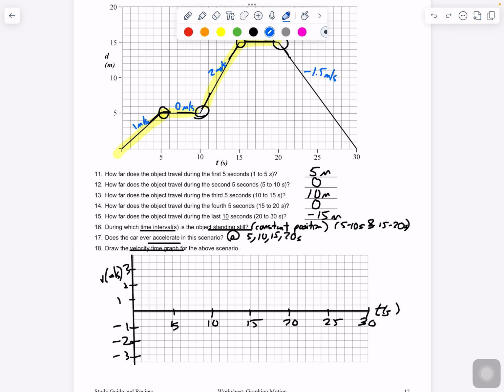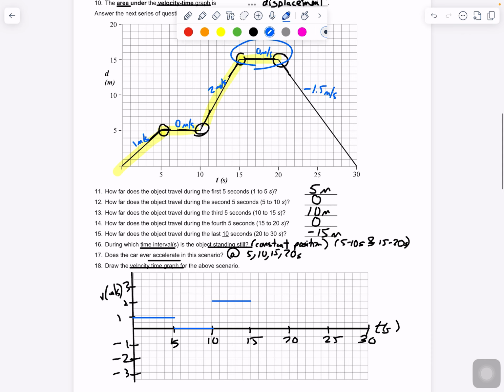Okay, I'm plotting my lines. My slopes as lines. So I'm going to go 1 meter per second for 5 seconds. That's that slope there. Then I'm going to go 0 for 5 seconds. So that would be plotting my velocity down here. Then my third interval is plotting 2 meters per second, again for 5 seconds. My fourth time interval, again, 0.